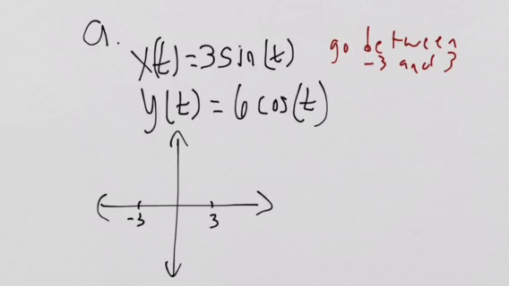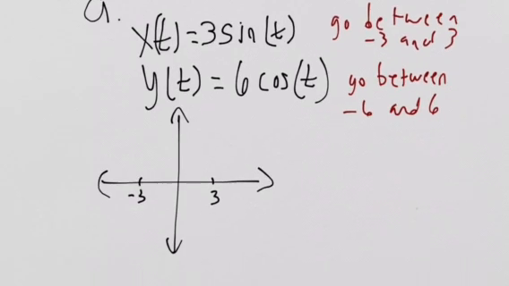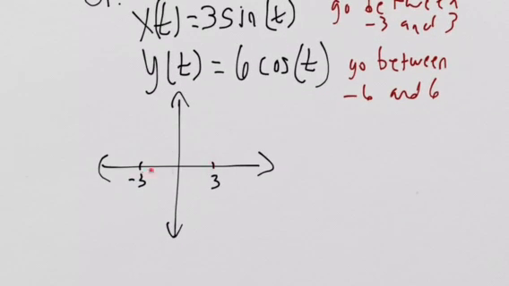Okay. Now, what do we know about 6 cosine t, our y value? Well, that's going to go between -6 and 6, because we see that amplitude of 6 here, and it's also cyclical, so it's just going to keep going back and forth between -6 and 6. X is going to go between -3 and 3. Y of t is going to go between 6 and -6.